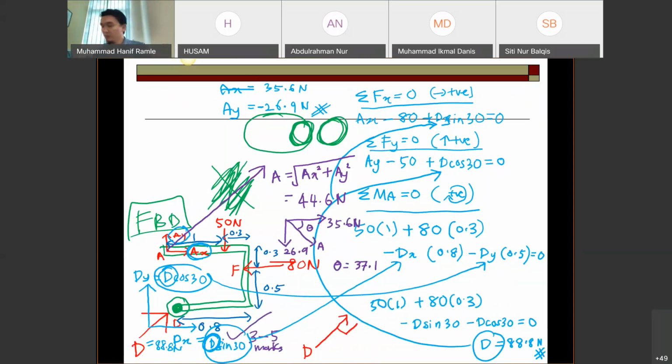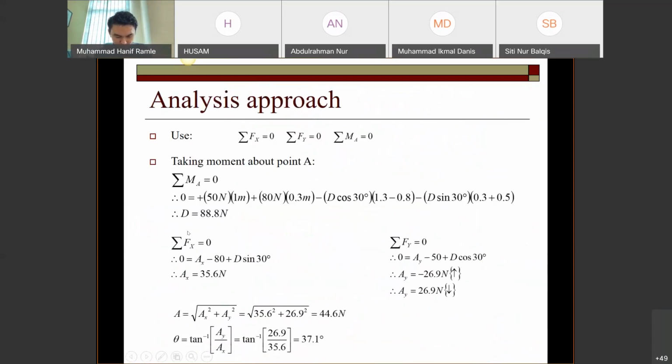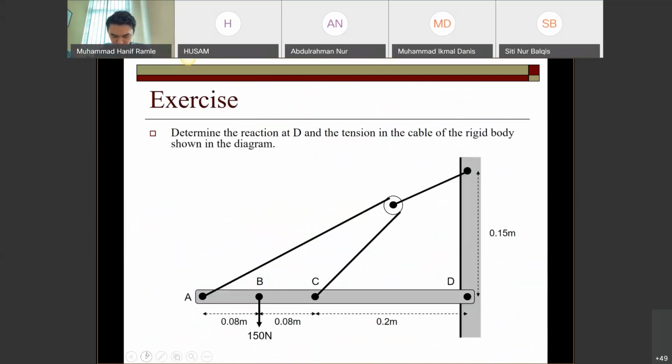Okay, let's do quickly the last one. The last one I intentionally explain very detailed about the example. You can check the solution later on. Let's do this exercise together. We have only 10 minutes left.